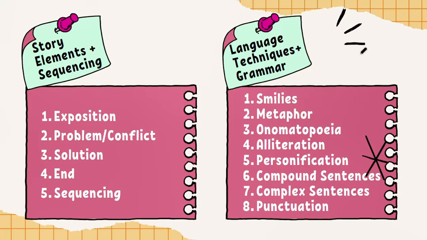The techniques that I have taught so far to this child who has written this story are similes, metaphor, onomatopoeia. Onomatopoeia was actually the main focus while writing this story, so you will see this most of the time. Alliterations, personification, I haven't taught him at this point, so you won't find any personification here. Compound sentences would be there, complex sentences would be there. These are the grammar parts, and punctuation. So you can see all these elements in this story.